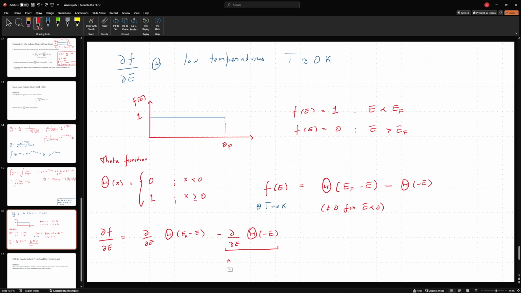Let me try to read this. The physical reason is that E equal to 0 is not a very realistic state.